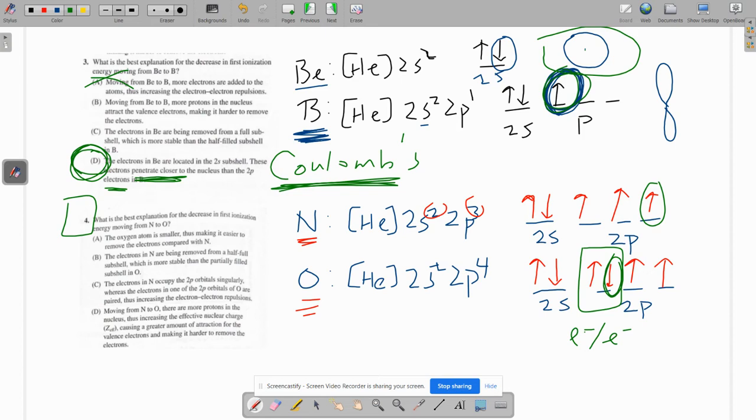So I think the best answer is letter C. It says the electrons in nitrogen occupy the 2p orbitals singly, meaning unpaired, unpaired, unpaired, whereas the electrons in one of the 2p orbitals of oxygen are paired, which is this one, thus resulting in electron-electron repulsion. Okay, so I think that's the best answer, but real quickly, we'll talk about the other ones. The oxygen atom is smaller, thus making it easier to remove electrons compared to nitrogen. That's totally wrong. That's backwards.